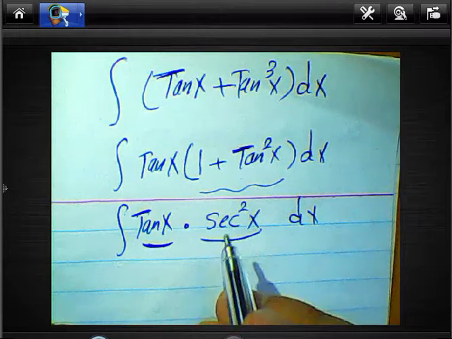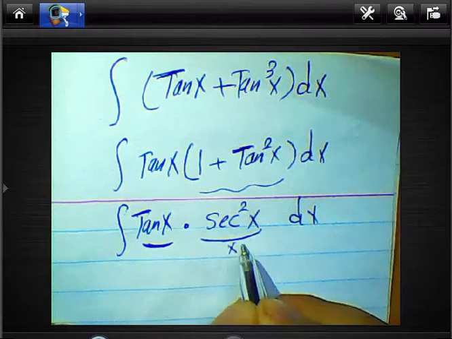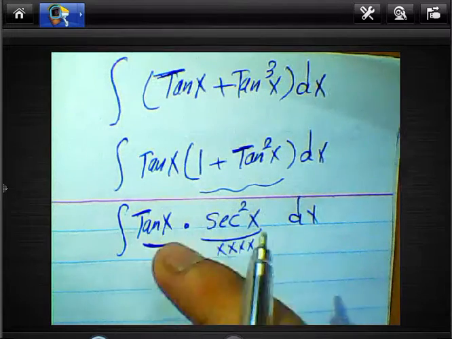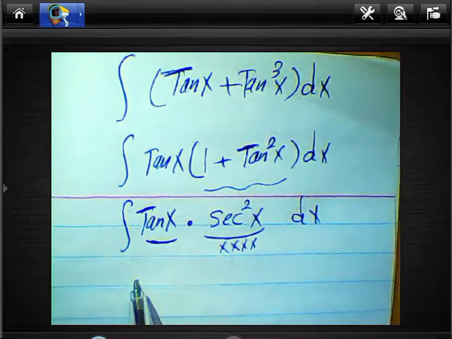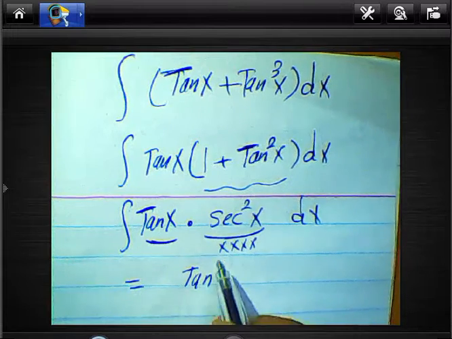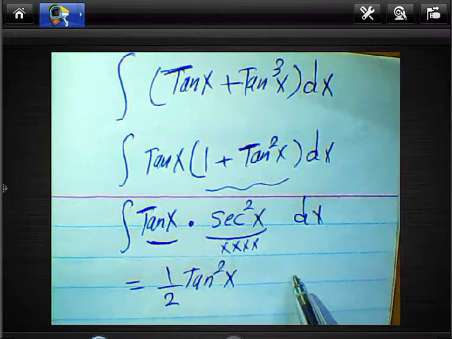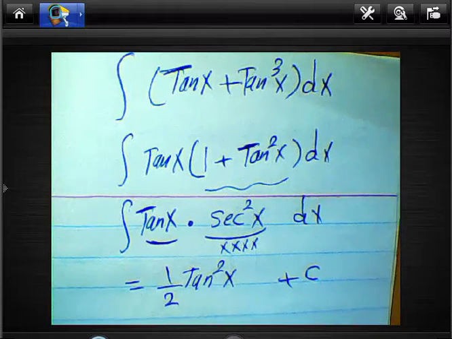So we must cancel this function here. We can cancel this function and add 1 to this power and divide by the new power. Then the result will be tan squared x over 2 plus constant. It's okay about this example.